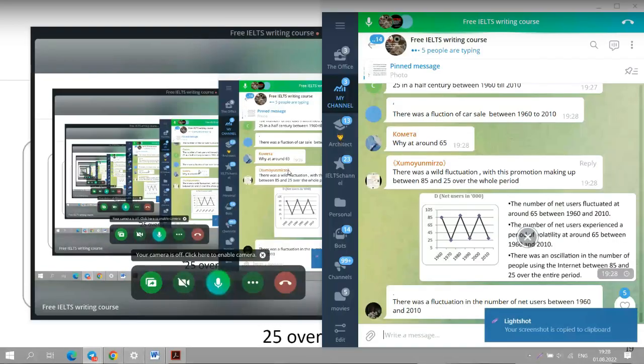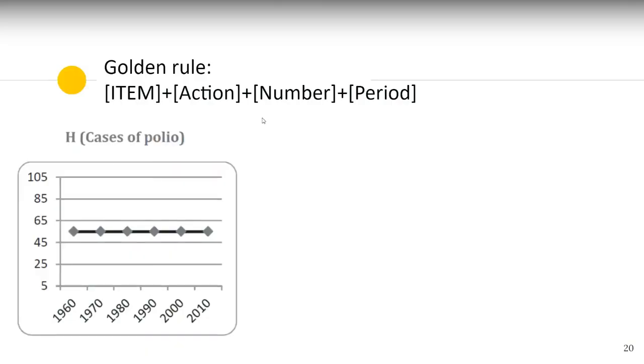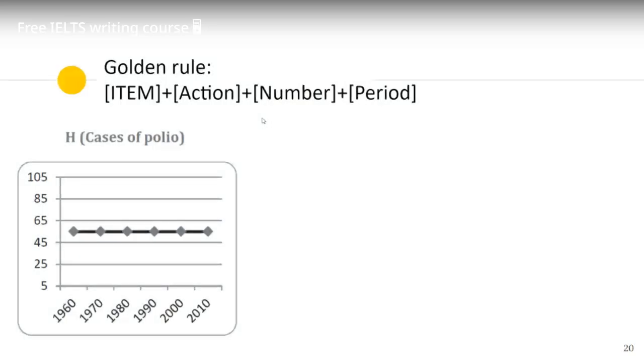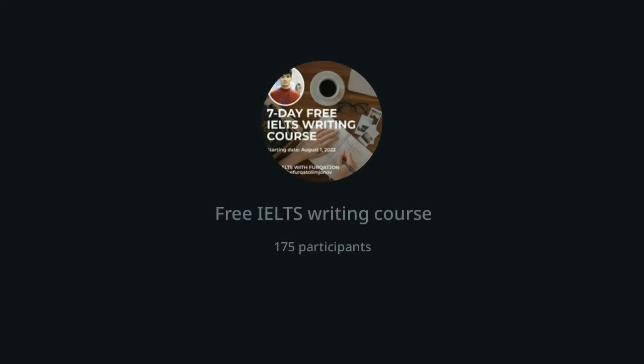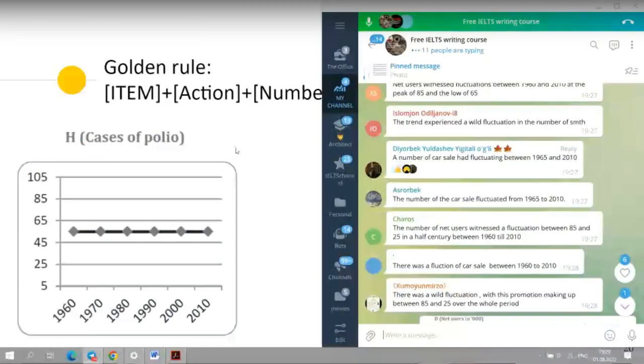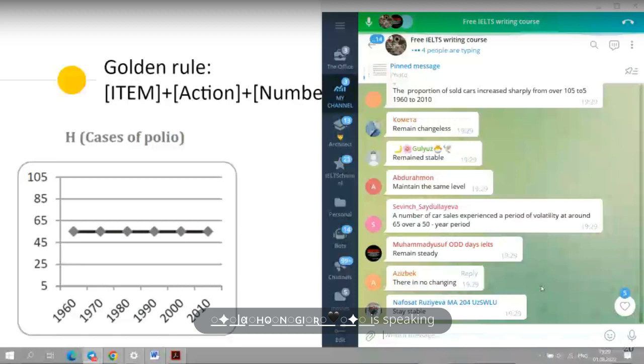Thank you for your examples. That was good. So now let's move on to number 4. How would you describe this one? As you can see, it's not changing. And I'll give you a hint: you have to use the preposition at. The preposition at should be used in this example. You can just say remaining steady, of course, but I want you to write the whole sentence.